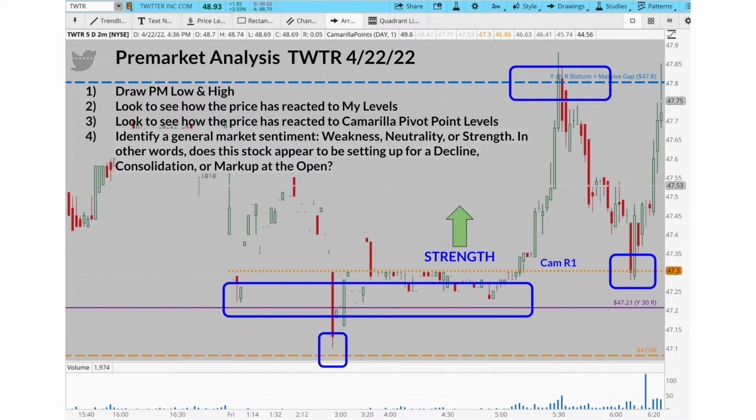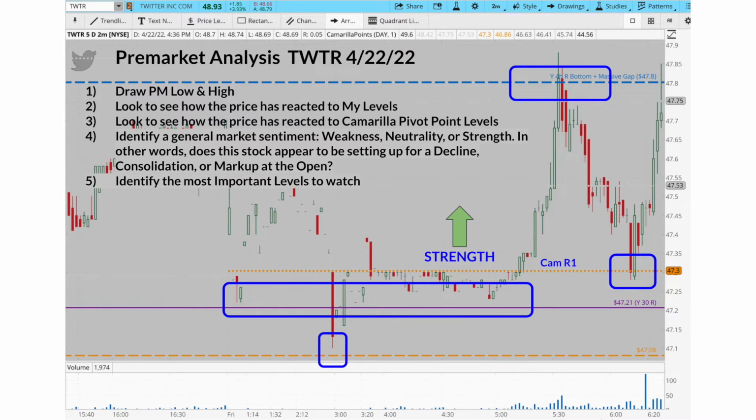Number 4, identify a general market sentiment is what we're aiming for: weakness, neutrality, or strength. In other words, does the stock appear to be setting up for a decline, for a consolidation, or for a markup at the open? That's what we're looking to do. Just a general, not consensus, but a general thesis as to whether this stock, from some of this information, is going to be weak, neutral, or strong at the open.